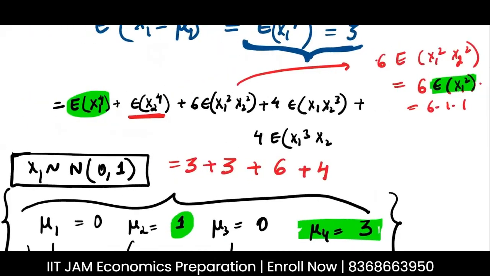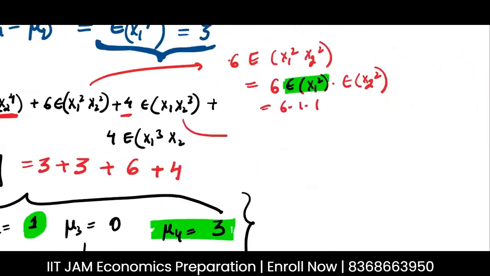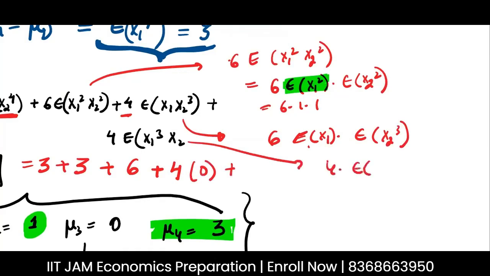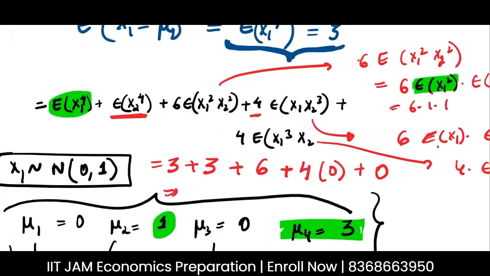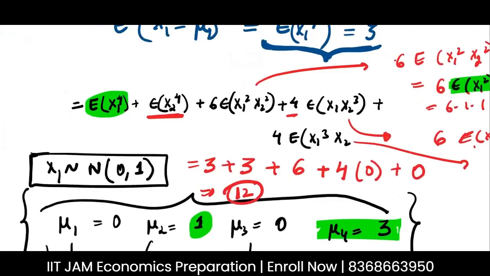Now, if we take it here, this is going to be 4 into E of x1 into E of x2 cube. But E of x1 is 0, so into 0. And this is going to be 4 into E of x1 cube into E of x2, which would be 0. So what I'm going to get from here is 6 plus 6, which is going to be 12. This is what we would be getting in this case.